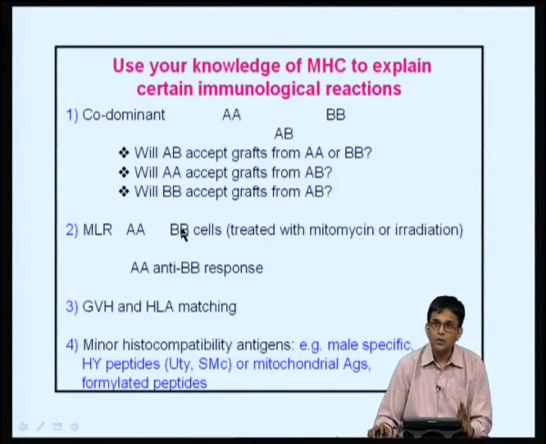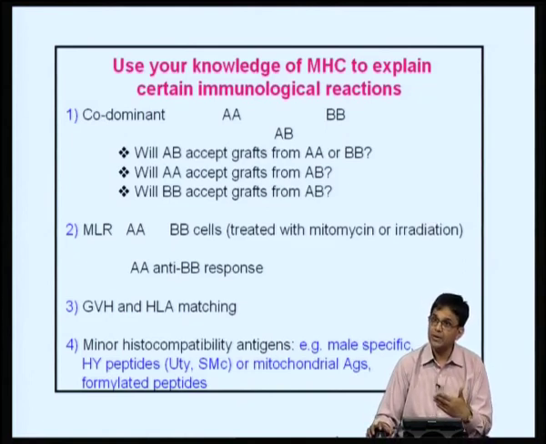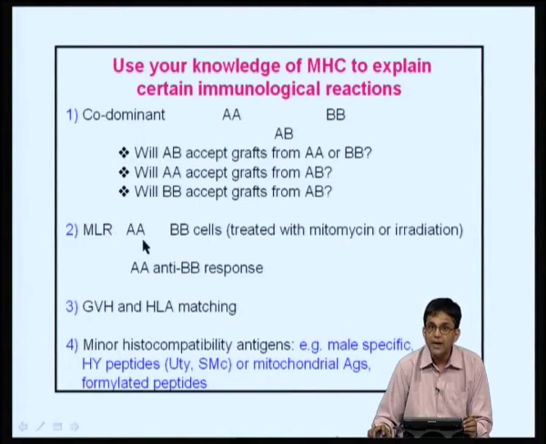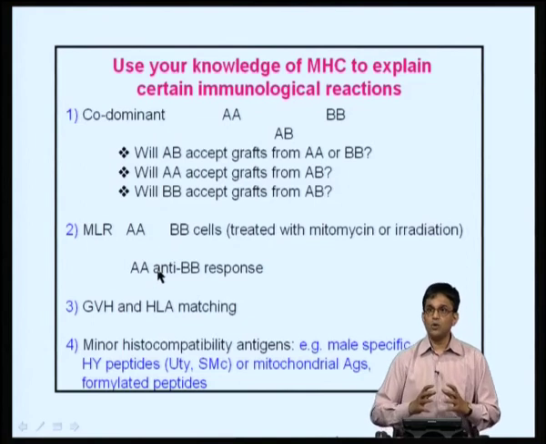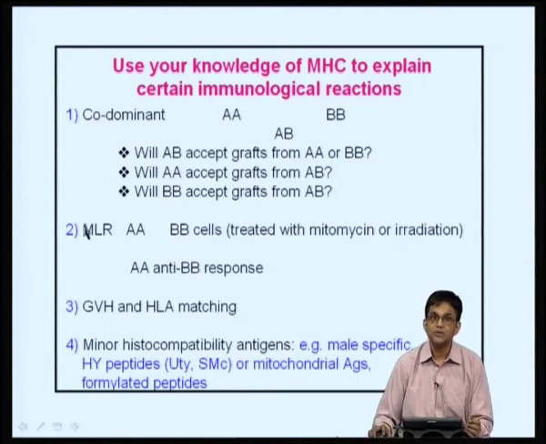So, in order to understand responses, BB cells can be treated with mitomycin or irradiated so that they do not proliferate. The cells will be fine, but they will not be able to proliferate, although they will still express MHC class 1 and class 2 molecules. So, if you see this, you will get an AA anti-BB response, because these cells are not treated, and so the T cells over here will recognize the BB MHC molecules and will generate an AA anti-BB response. This is called a mixed lymphocyte reaction. So, if you want to check for MHC responses, you can take blood from the donor as well as the recipient and do these sorts of responses, because it will give you an indication of the response that is seen.